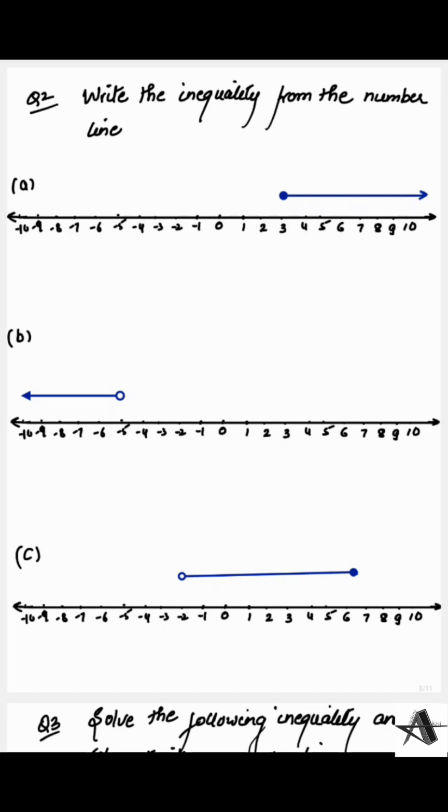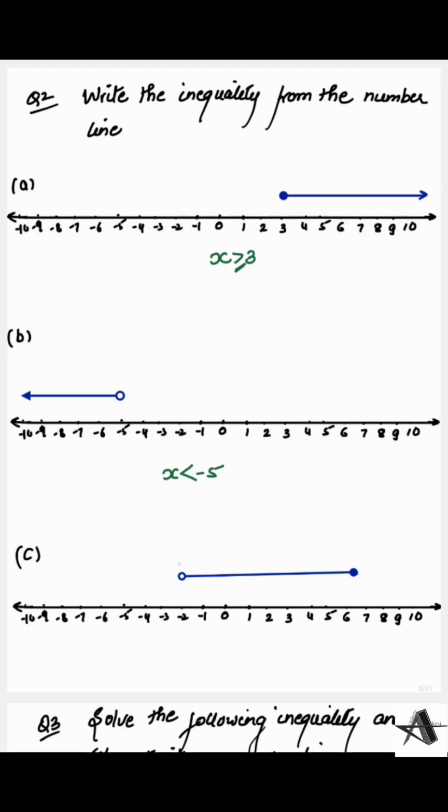Question 2 says write the inequality from the number line. From this number line, see what it says. x is greater than, definitely this is at 3, so greater than 3, but this is the filled one, which means it's greater than or equal to 3. Next one, the circle is above -5, so we know x and -5. Now I need to see what inequality sign to apply. It's moving towards the left side, so obviously x is lesser than -5.